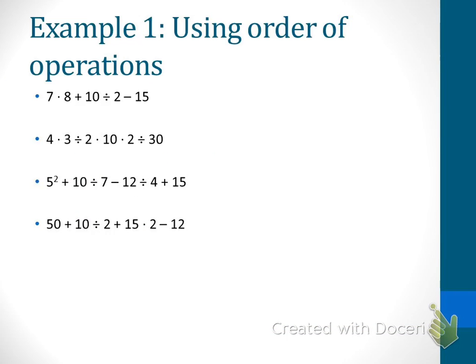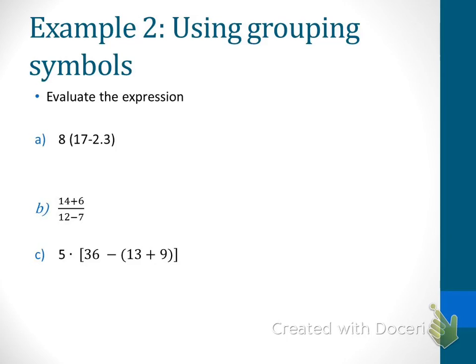All right, so let's go back to the example now. In example 2 now, I'm using grouping symbols. So like I just said, we need to simplify what's inside the parentheses before we multiply. Well, that's going to be fun. I have to deal with a decimal. What's 17 minus 2 3/10? That's going to be, what? Anybody figure it out?